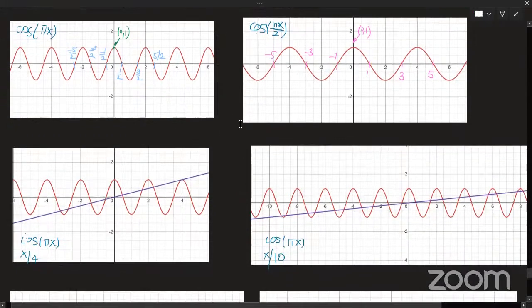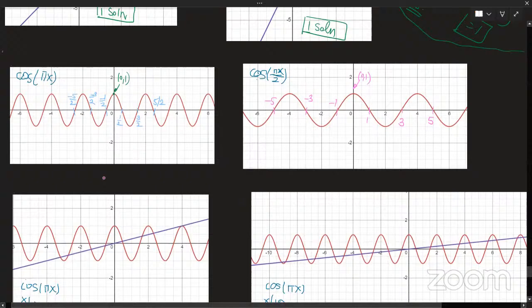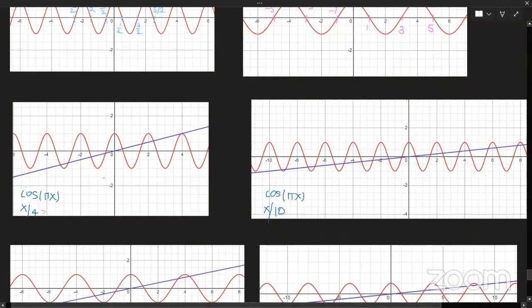Okay, great. So this is my curve cos of pi by 2 x, and this line is y is equal to x by 4. Now quickly tell me the number of solutions. 1, 2, 3, 4, 5, 6, 7.